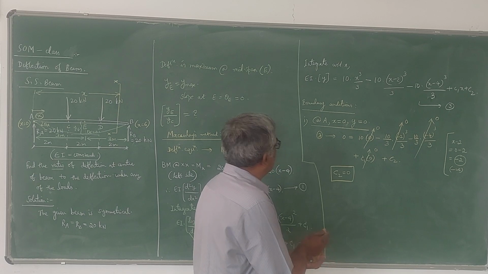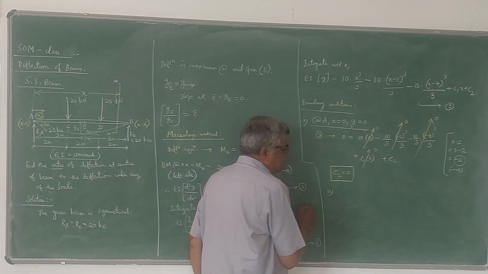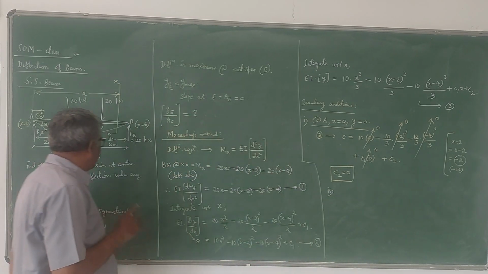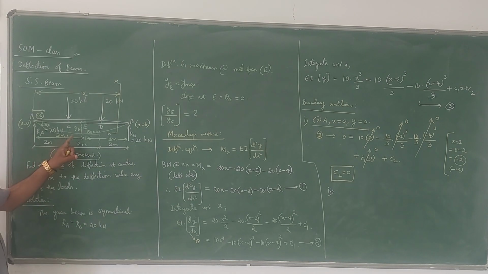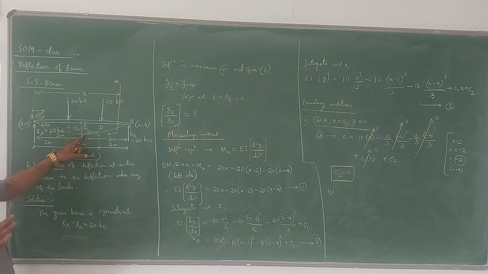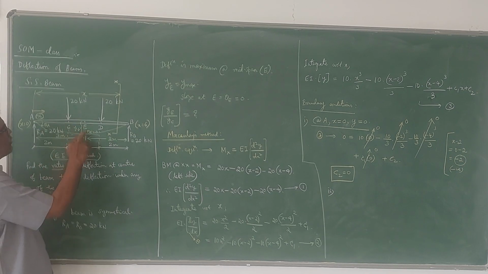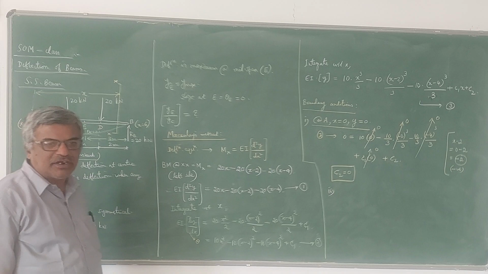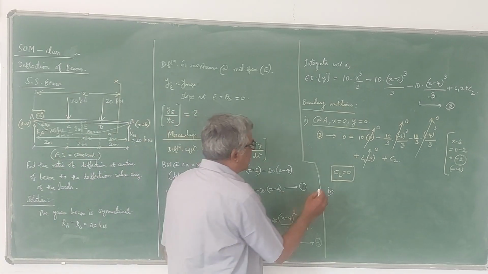Now the second boundary condition. Since it is a symmetrical beam, the deflection is maximum where the slope is 0. So we know that the slope is 0 at point E. At midspan, deflection is maximum and slope is 0. That condition we can use.